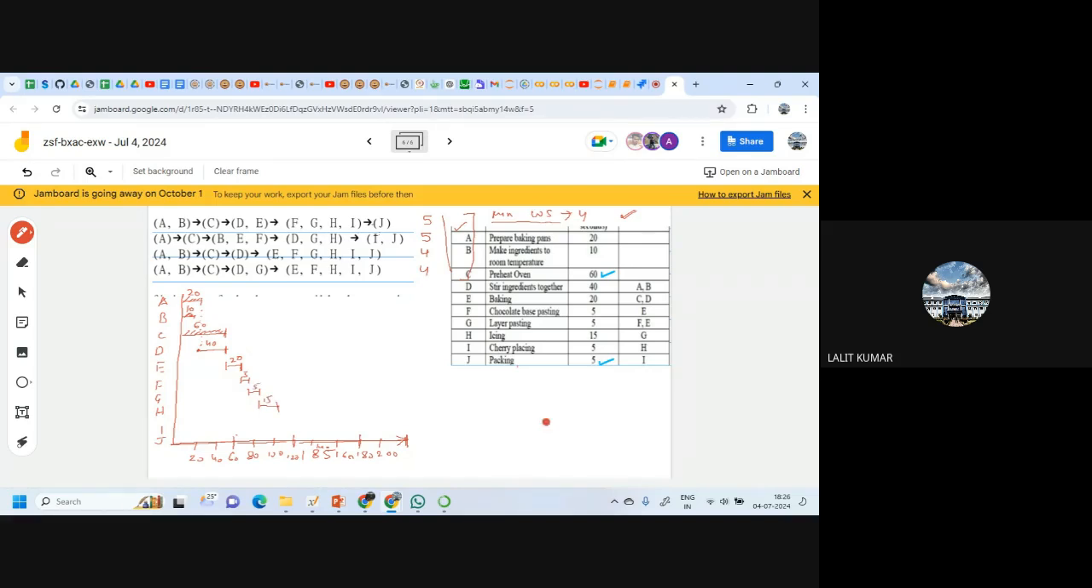And J is packing after I. I think somewhere I have missed something. A is correct, B is correct, C is correct, D, E, F, G, H I have made. Okay, I had forgotten I. I is 5, and J is 5 here. So now take your workstations and find out which one can be done one by one, and any violations in that.